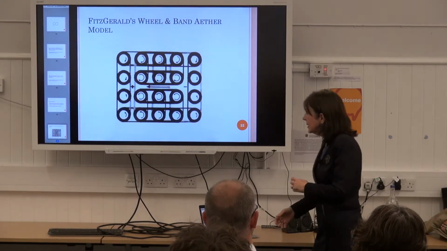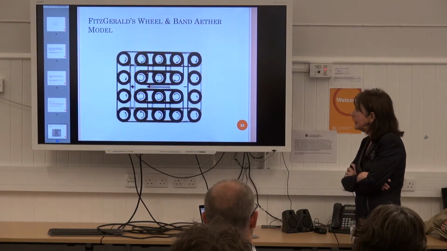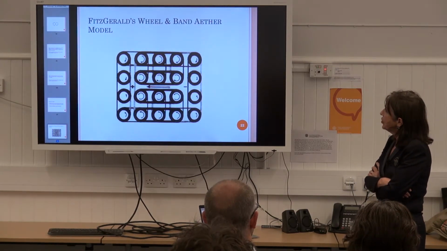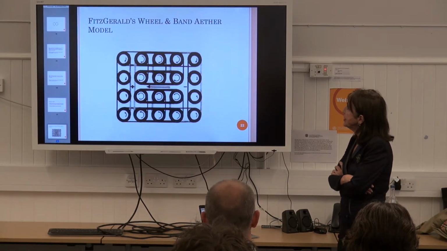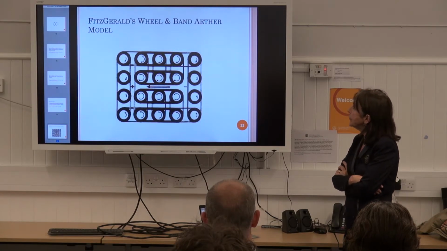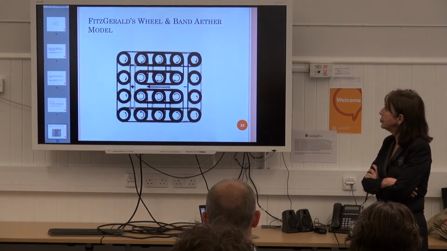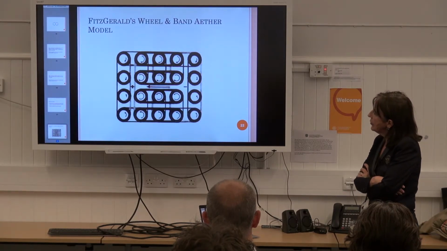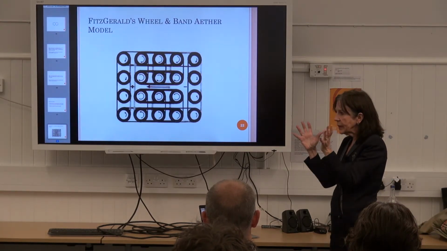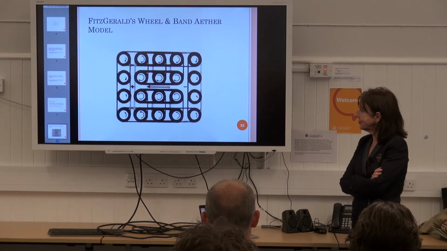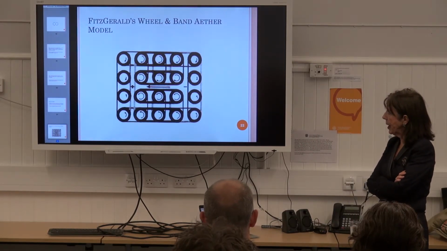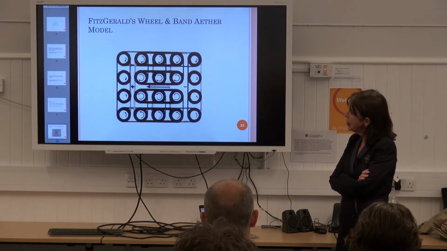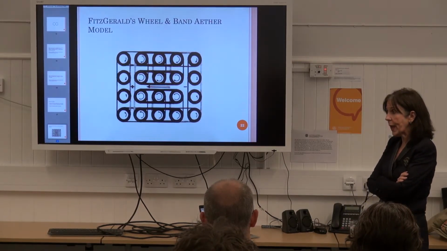So this is a wheel and band model that Fitzgerald built when he was interested in trying to figure out what he thought was right or wrong about Maxwell's equations. And everybody remembers this sort of model of the ether that Maxwell constructed in his early papers on electrodynamics. Well, this is a kind of representation of that, but it's actually a physical thing.